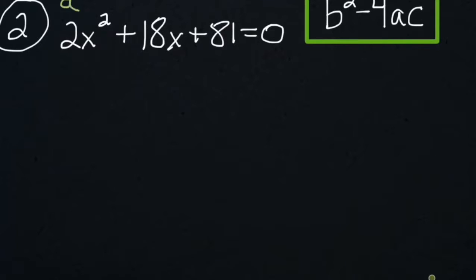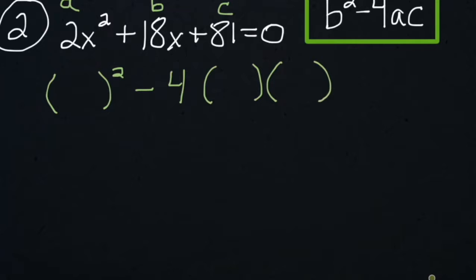Number 2, I need to label A, B, and C. A is with x squared, B is with x, C is my constant. Now I'll put the equation down with parentheses, leaving space to plug in the numbers. B squared minus 4ac. Now let's plug in our numbers. B is 18. Negative 4 times A is 2, times C, which is 81. Wow, those are going to be some big numbers. I'm going to have to use my calculator because I don't have 18 squared memorized.